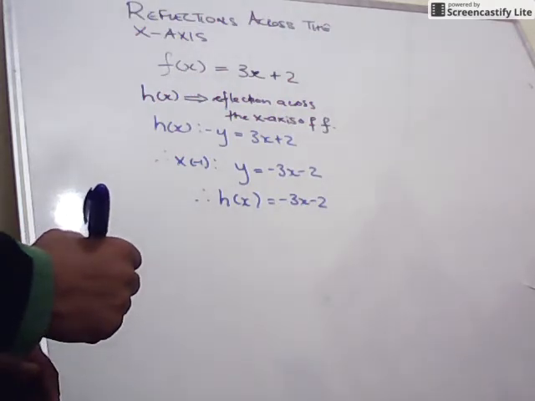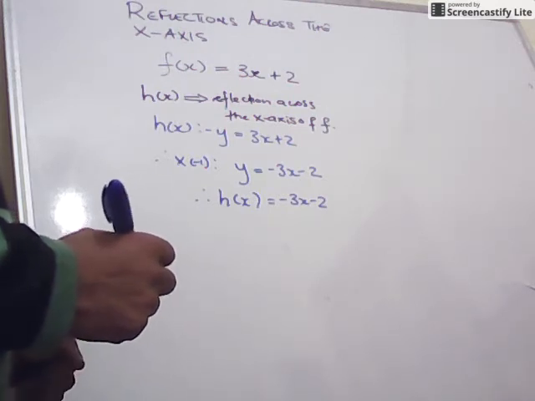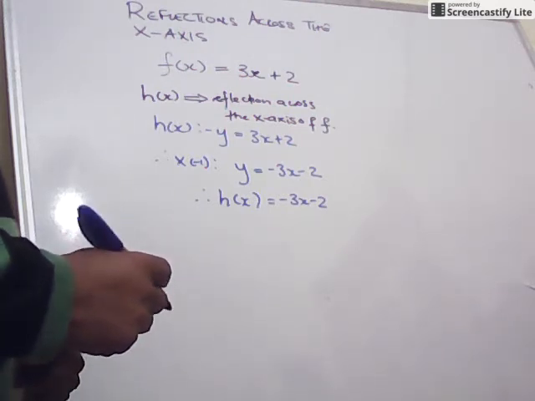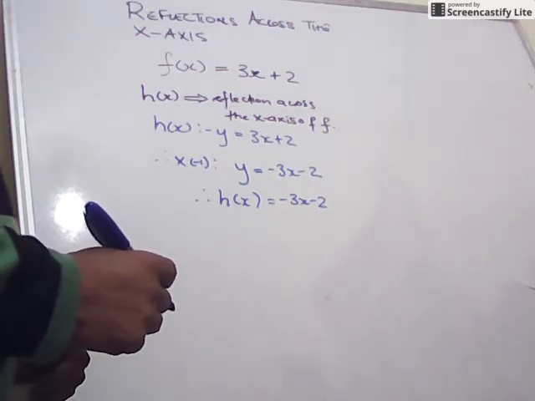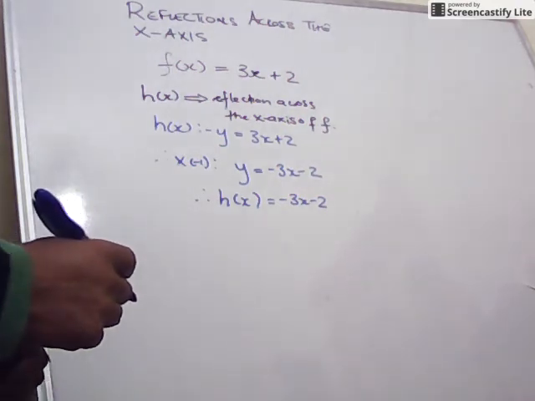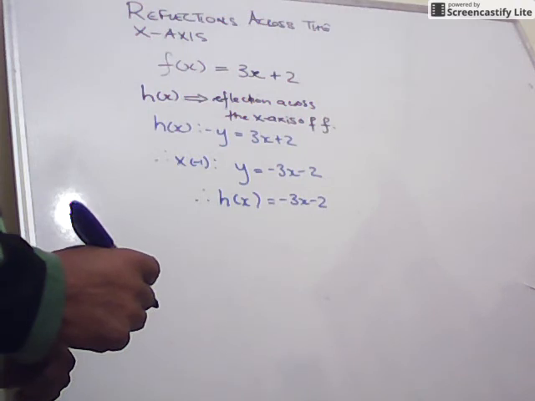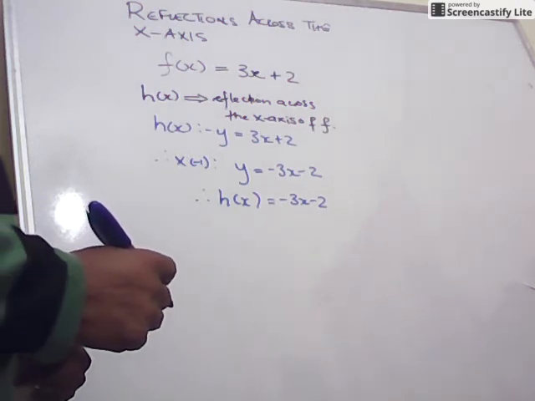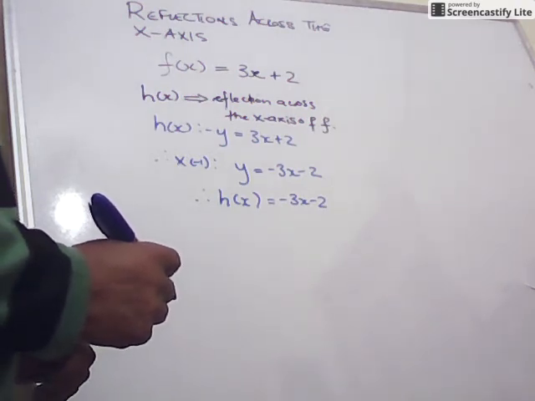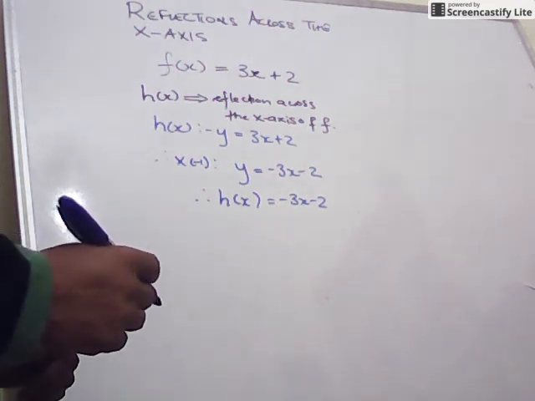Point to remember, reflection across the x-axis: x unchanged, y experiences a sign change. So when we have to find the equation of a reflected graph across the x-axis, use the equation, replace y with minus y, and then solve my equation for plus y.